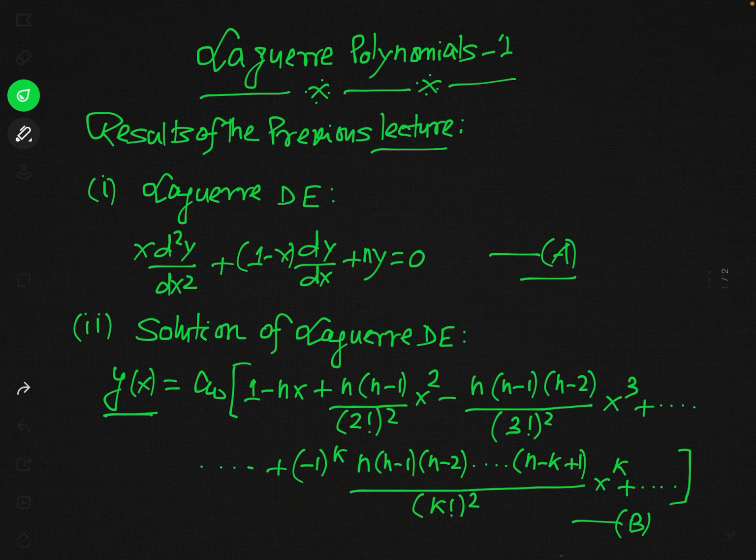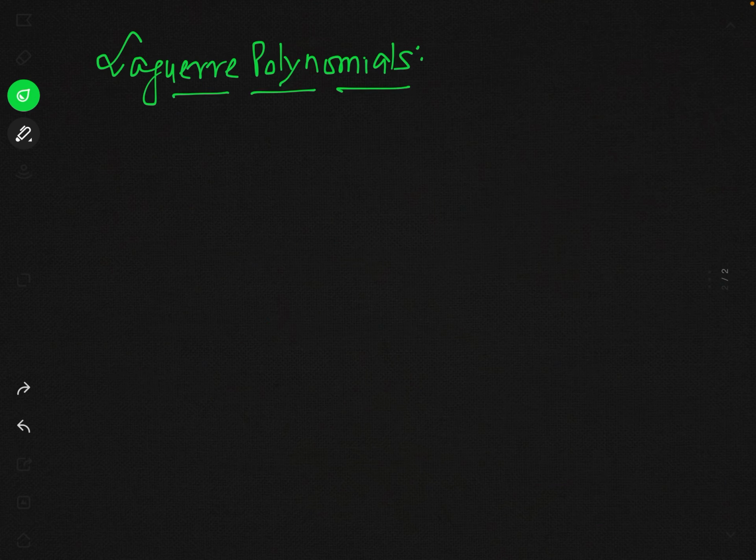Now you can see we can write this solution defined in equation B of Lagrange differential equation in a convenient form. When we write this convenient form, we will get a particular polynomial which is actually the solution of Lagrange differential equation, and that polynomial is known as Lagrange polynomial. But first of all, see how we can write the solution defined in equation B here.